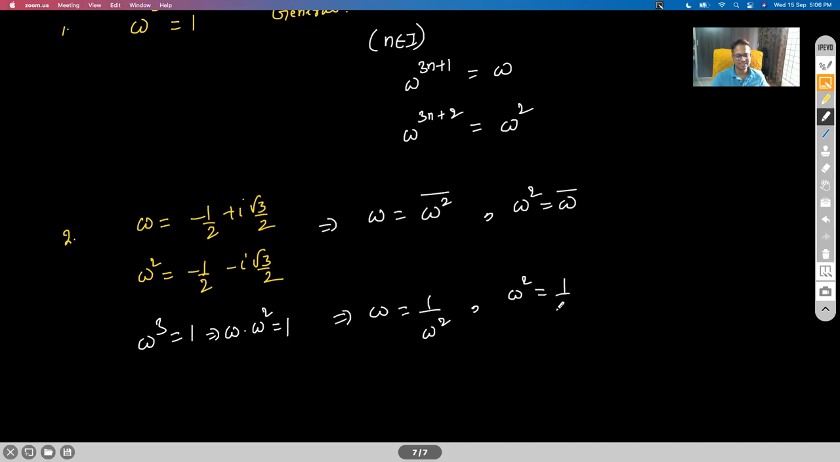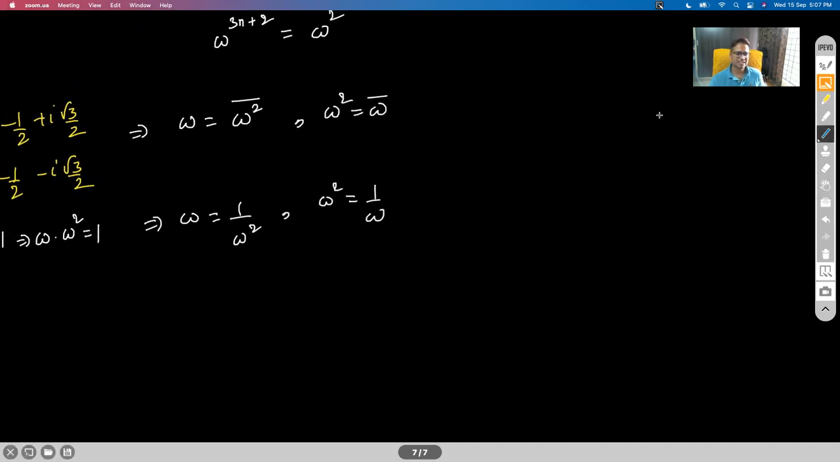That means omega and omega square are reciprocals also of each other. Very interesting relation. So not only are omega and omega square conjugates of each other, they are also reciprocals of each other. If you do 1 by omega, you'll get omega square. If you do 1 by omega square, you'll get omega. By the way, since you know they are conjugates, let's look into their positioning on the Argand plane.